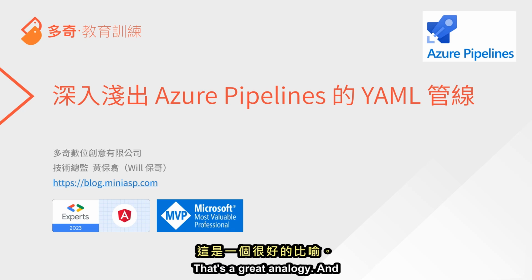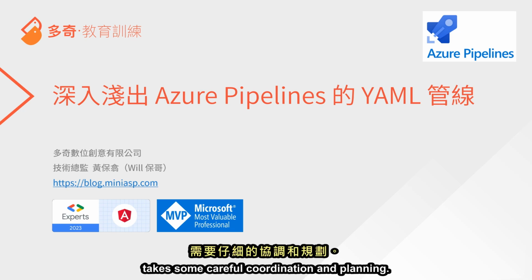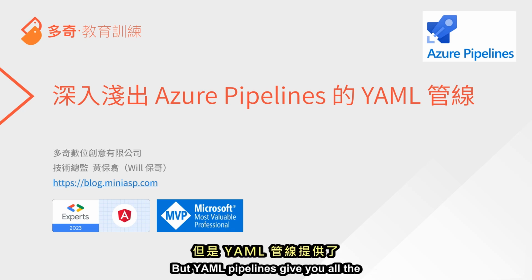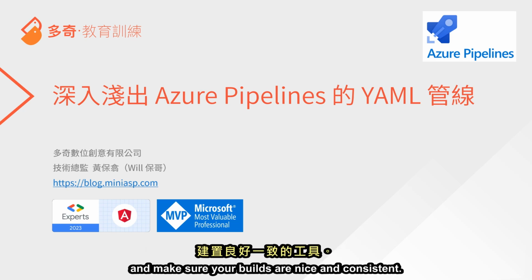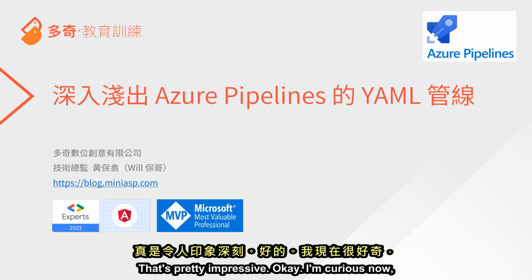That's a great analogy. And just like with juggling, it takes some careful coordination and planning. But YAML pipelines give you all the tools you need to manage those dependencies and make sure your builds are nice and consistent. That's pretty impressive.